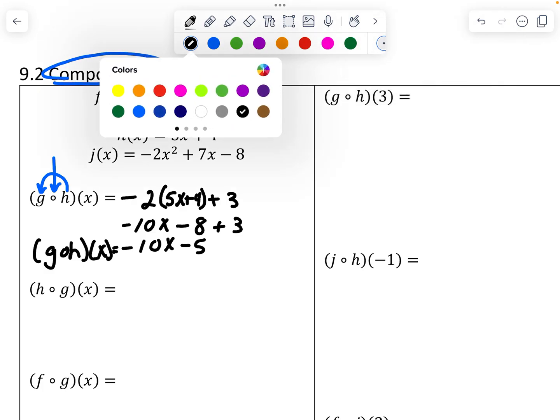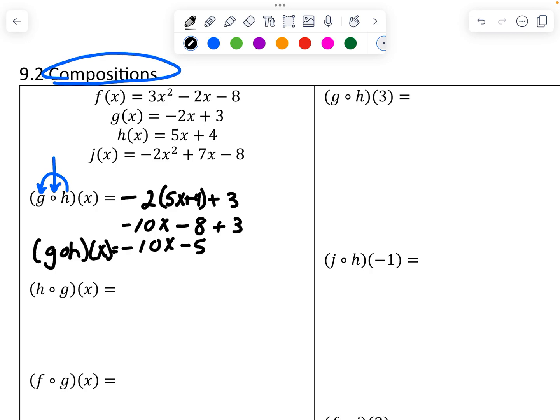So, on my next one, it says h. So we're going to write down what h is. And h is 5x plus 4. That's what h is. But what we're going to do is replace x with g. So we're going to take x out. We're going to put a container for x. And we're going to put g inside of it. So g is going to go right in there.